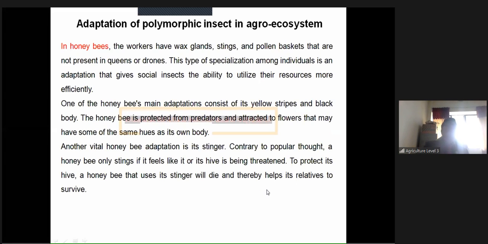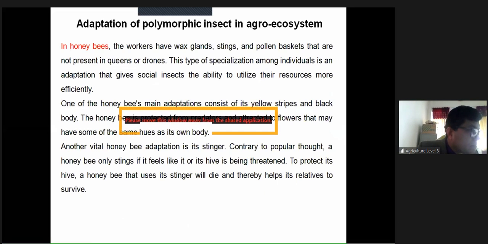Okay, next example is the honeybees. How do the honeybees adapt?